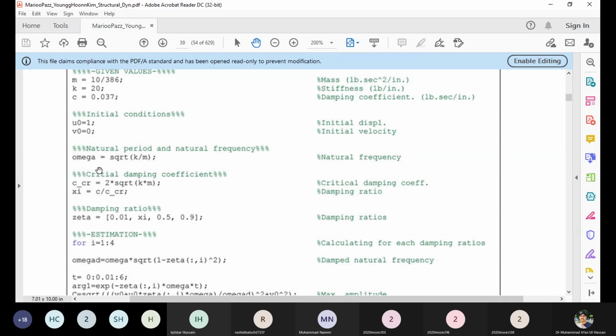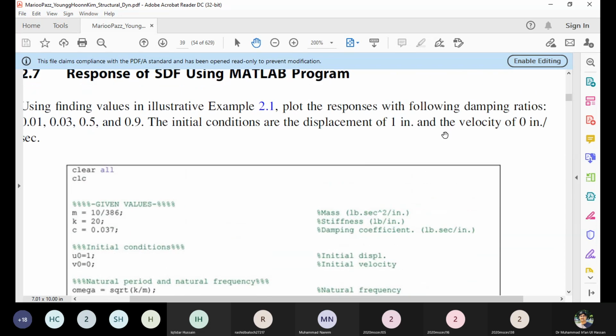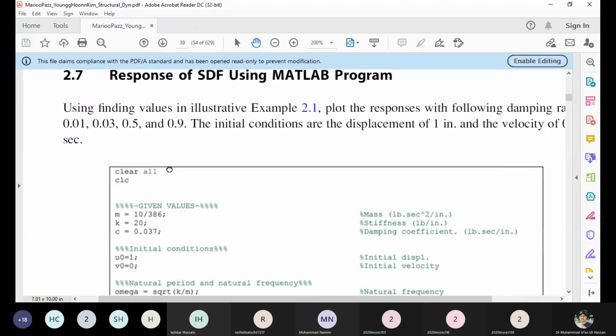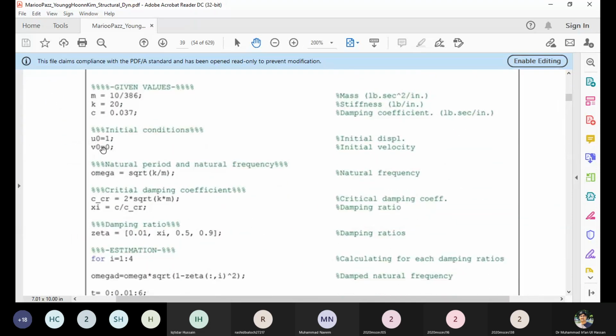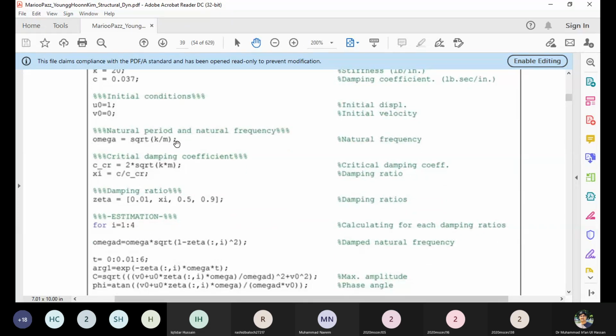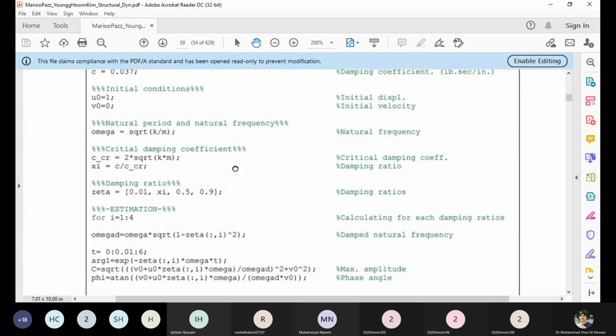And then comes the omega value, that is square root of k over m. The initial conditions u naught and v naught are given, because the problem is the same example that we solved: plot the response with the following damping ratios. The initial conditions are a displacement of 1 inch and a velocity of 0 inch per second. So v naught is 0 and u naught is 1 inch. m, k and c are given. Omega is square root of k over m, so SQRT, the MATLAB function. So we compute the natural period and natural frequency.